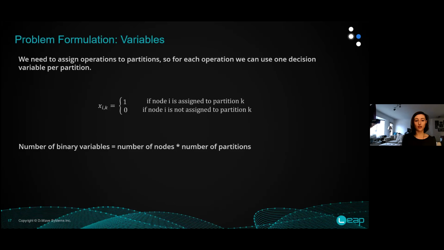What this means is I'll need to have a binary variable for each operation in each partition. So for example, if I have 4 partitions, and let's say I have task A, I'm going to have 4 binary variables for task A. So I'll have a binary variable for task A being in partition 1, task A being in partition 2, etc. And whichever binary variable is equal to 1 tells me which partition task A will go to. So setting up the problem like this will give me a total number of binary variables equal to the number of nodes in the graph times the number of partitions.